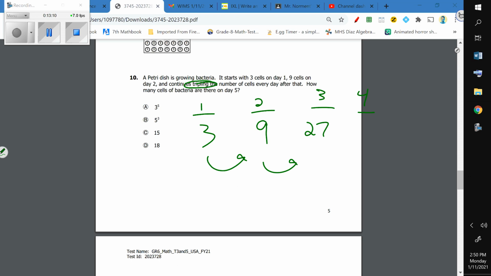So which one of these numbers, A, B, C, or D, represents that? Well, it's definitely not going to be this or this. Because if at day 3 you have 27 cells, you're not going to decrease. You're going to keep increasing and increasing and increasing. So it's going to be more than 27.